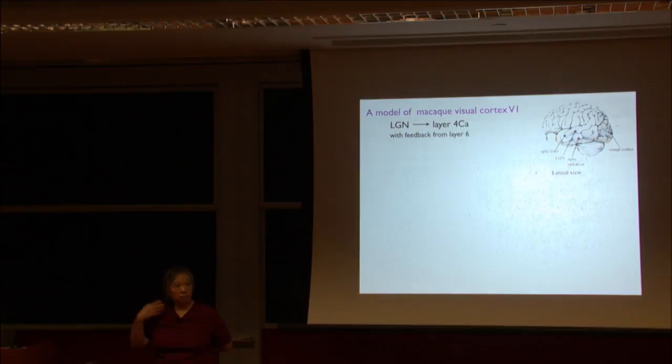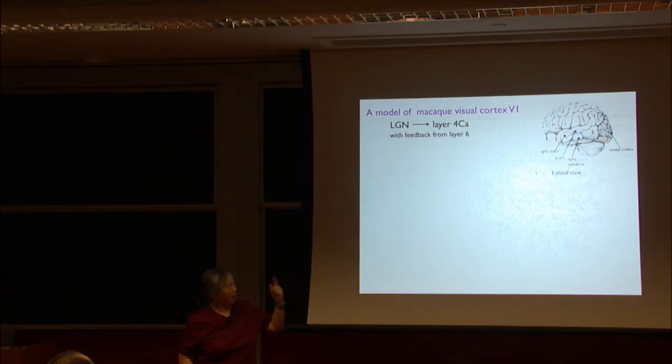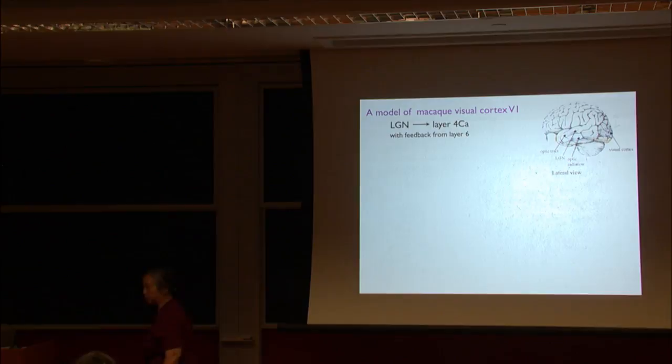The visual cortex is the part of our brain that processes sensory visual information. It's located at the back. If you look at that picture there, the eyes are in front, and at the back of the head is where the visual cortex is. I'm going to be talking about the input layers to the visual system.